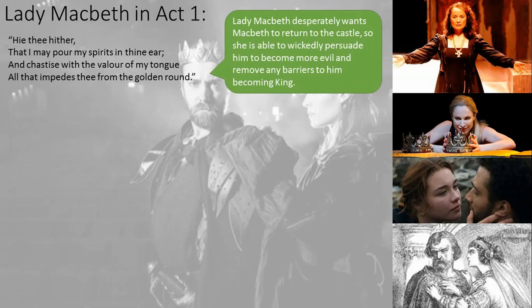So to chastise means to discipline or to rebuke or to tell off with the strength of her persuasion, all that impedes thee from the golden round. So anything that stops him from getting the crown. So not only does she want him to arrive quickly so that she can begin her malevolent persuasion, but she also wants to remove any barriers through her persuasion, through her speech, to him becoming king.